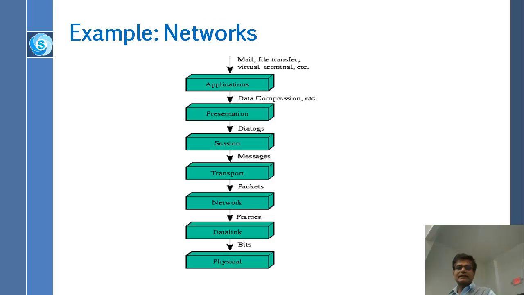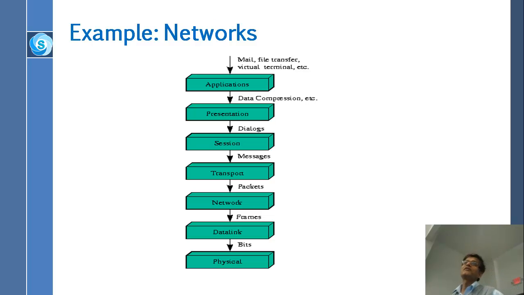All right, another example, networks. Some of you have taken a networking course, so you know that networks have 7 layers: physical layer, data link layer, network layer, transport layer, session layer, presentation layer, application layer. The applications are like mail system or file transfer, and so on. If you are measuring the performance at the physical layer, you measure the bits. At the data link layer, you measure the frames. At the network layer, you measure the packets, and so on.